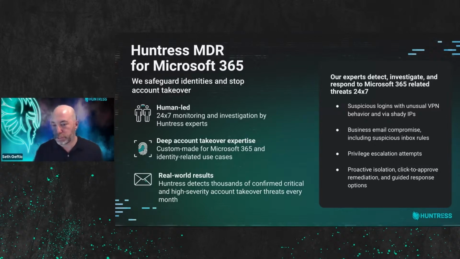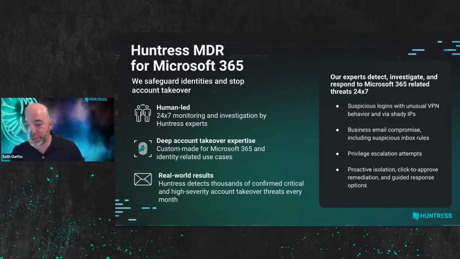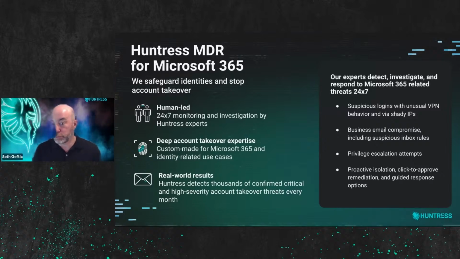We're looking for signs of business email compromise. A lot of what we see there is suspicious inbox rules, things like someone takes over your inbox and starts forwarding your emails, often so that you don't catch signs of fraud. Privilege escalation attempts. And then once we do find something, the remediation options are pretty similar to the EDR tool. Proactive isolation, click to approve remediation, guided response options.